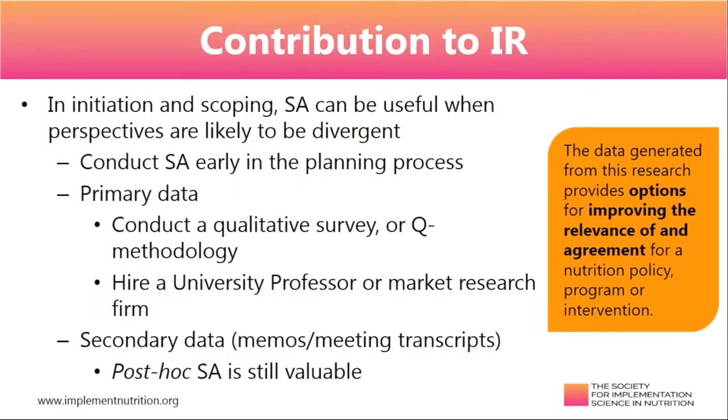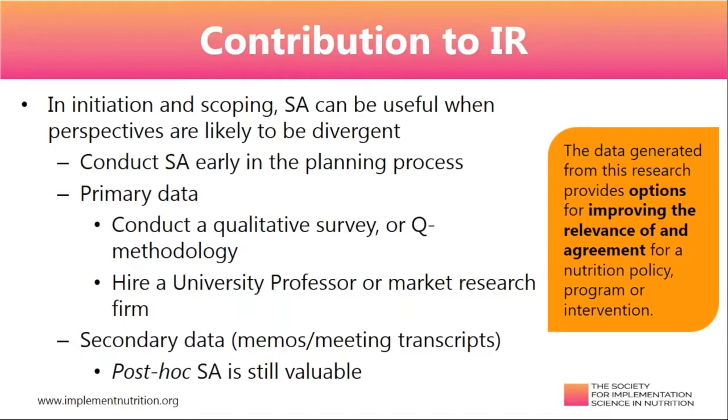So in summary, a stakeholder analysis can be useful when perspectives are likely to be divergent. Ideally, you want to conduct a stakeholder analysis early in the planning process. If you decide to collect primary data, I would suggest doing a qualitative survey or a Q methodology. And unless you have qualitative research experience, this is something you would hire a professional to do. You can also use secondary data, such as existing memos or meeting transcripts if you have those, or, as we did in our case, web responses.